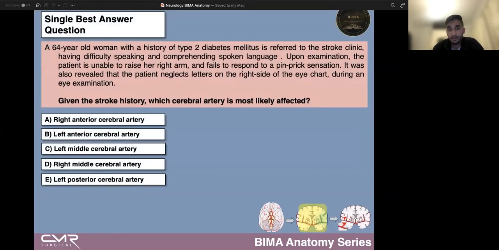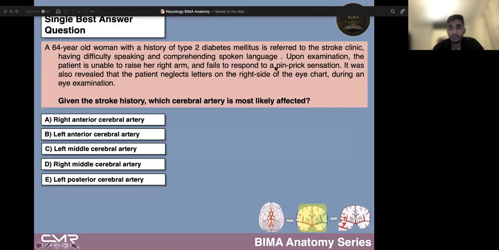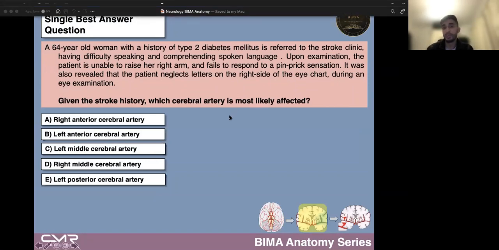Okay, so considering the three types of strokes, we have another SBA. So we have a 64-year-old woman with a history of type 2 diabetes mellitus who's referred to the stroke clinic, having difficulty speaking and comprehending spoken language. Upon examination, the patient is unable to lift her right arm and fails to respond to a pinprick sensation. It was also revealed that the patient neglected letters on the right-hand side of the eye chart during an eye examination. So, given the history, which cerebral artery is most likely affected? Just think about the symptoms which are being presented here, and think about which part of the body is affected, so the arm. So you have 10 seconds to answer this question.